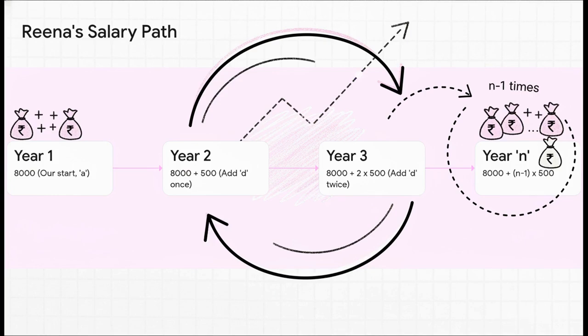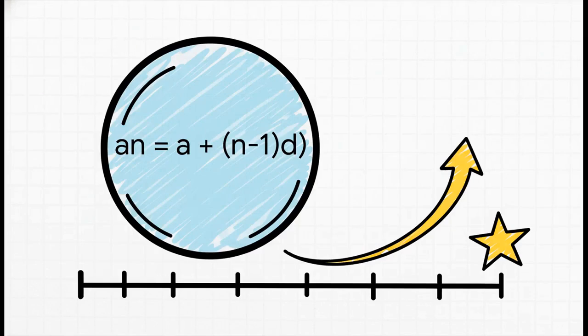For whatever year we're interested in, let's call it N, we just add the raise N minus 1 times. It's that simple. And that simple logic gives us this elegant little formula right here, that's our crystal ball. It just says that any term in the sequence, which we call A_N, is just the starting term A, plus that common difference D, multiplied by N minus 1. This lets us jump to any point in the future instantly.